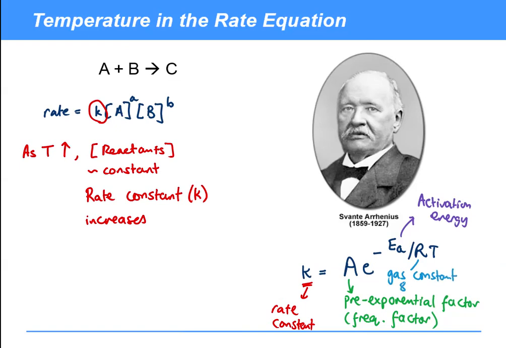and 8.314 joules per Kelvin per mole is the typical unit that it's given. So this is the gas constant.